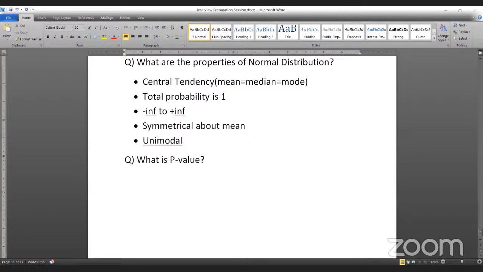The p-value in statistics is calculated during hypothesis testing. It is a number that indicates the likelihood of data occurring by random chance. We can also say the p-value is the probability of obtaining a result at least as extreme as the observed result of a hypothesis test.